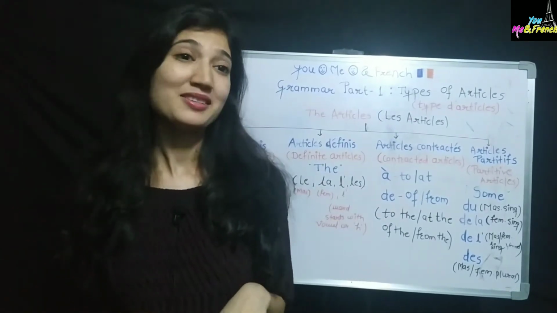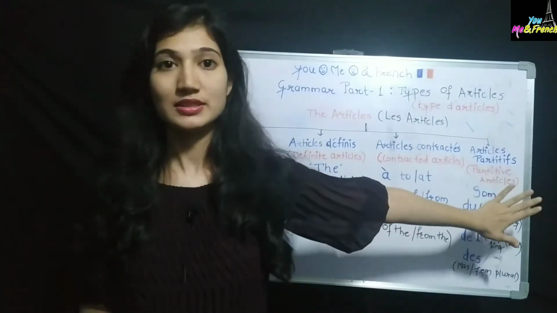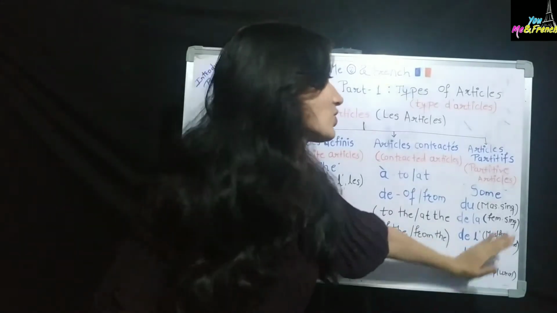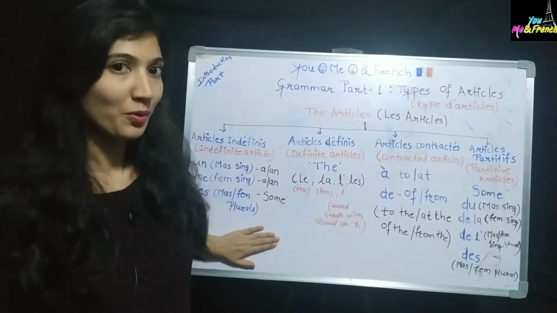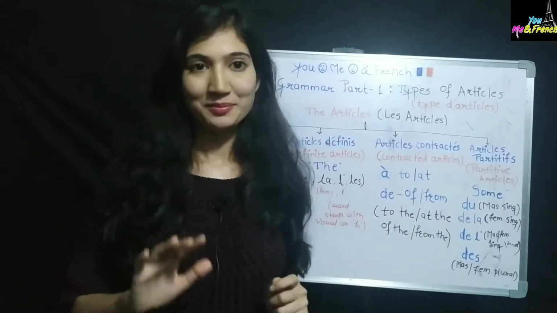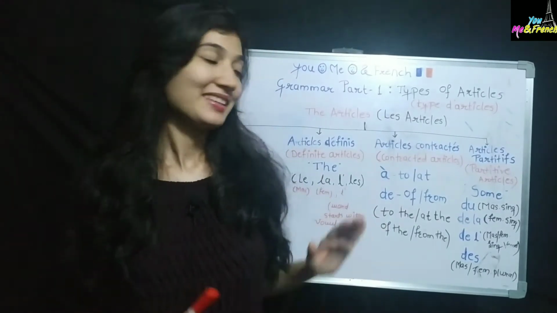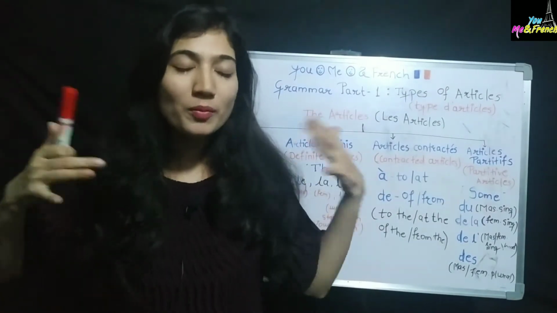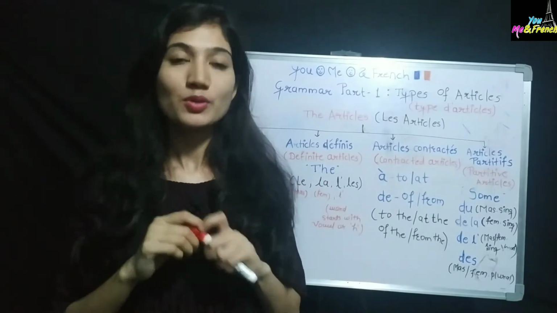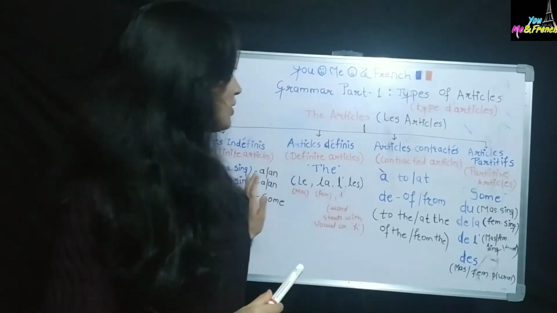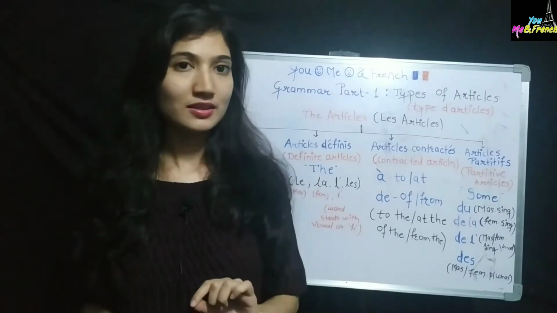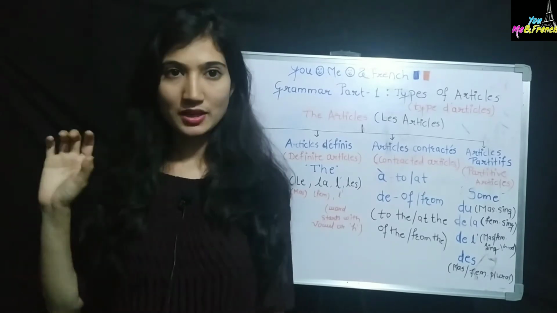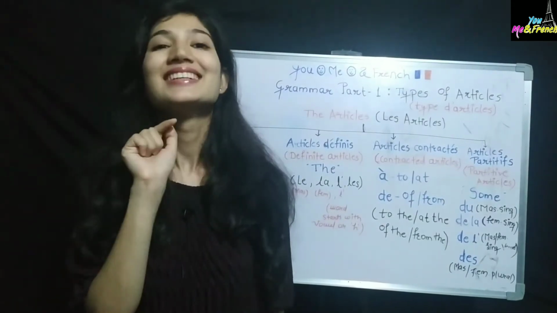But in French we have 4 kinds of articles. These are the types of articles, and then we have this explanation available. I am not threatening you, I'm just telling you we have to learn that. We get so confused that we don't even know the names. So right now we will first learn which article is called by which name, so that we have a complete idea about articles. Are you ready? Let's start.